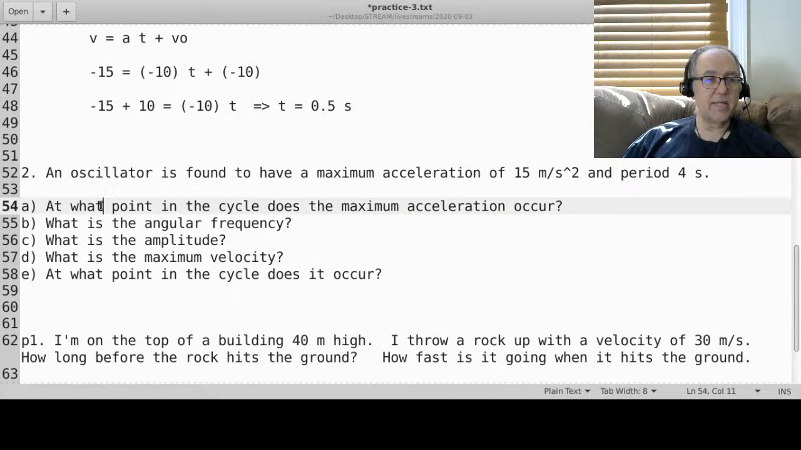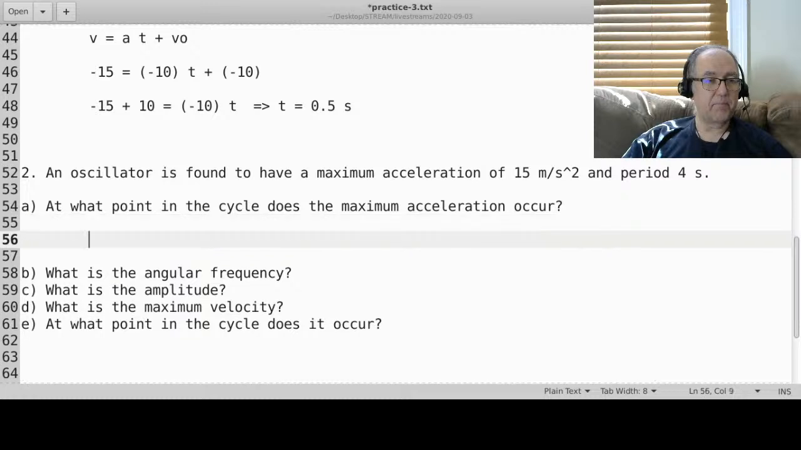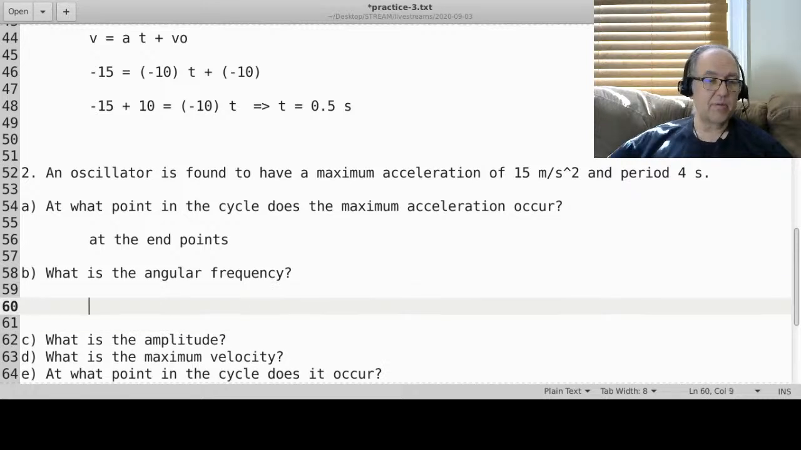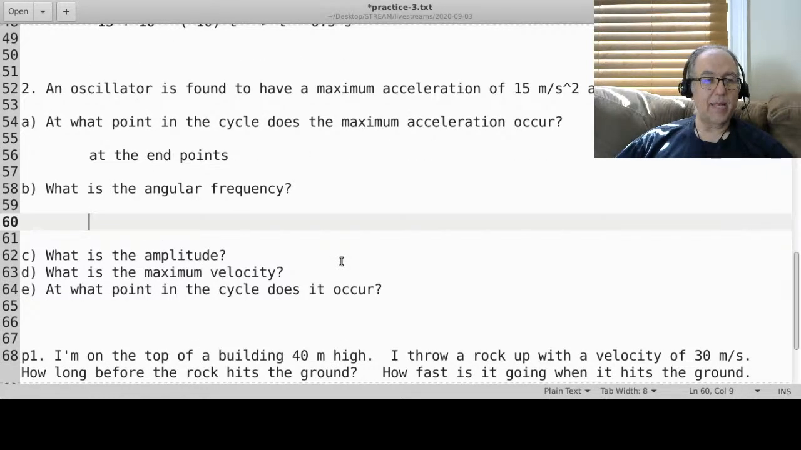So the first question is, at what point in the cycle does maximum acceleration occur? I just answered that. It's at the end point, or end points. All right, so there you go. And then the next question is, what's the angular frequency? The angular frequency is uniquely determined by the period, and it's given by this formula right here.